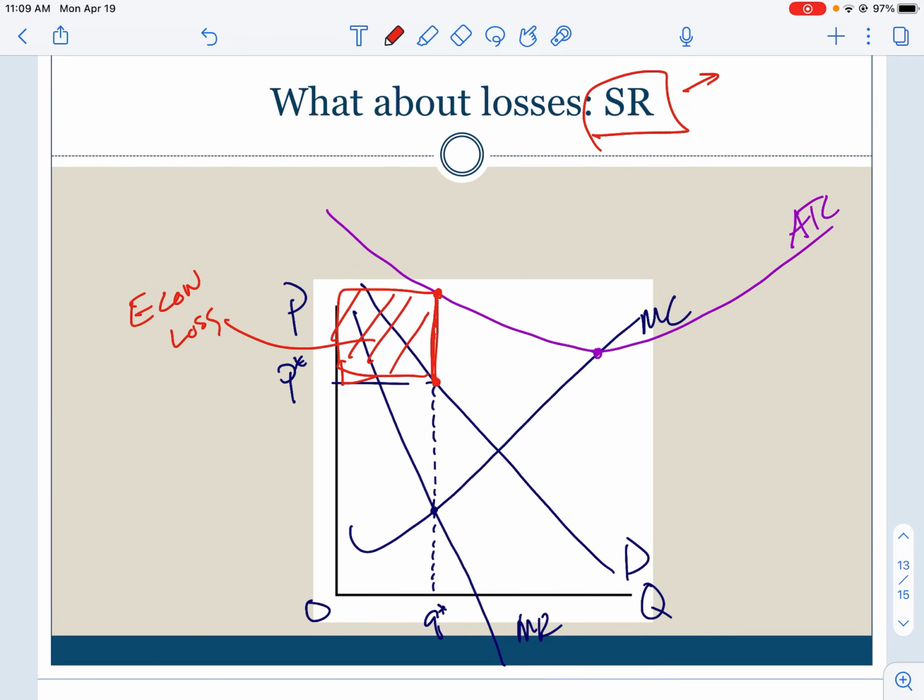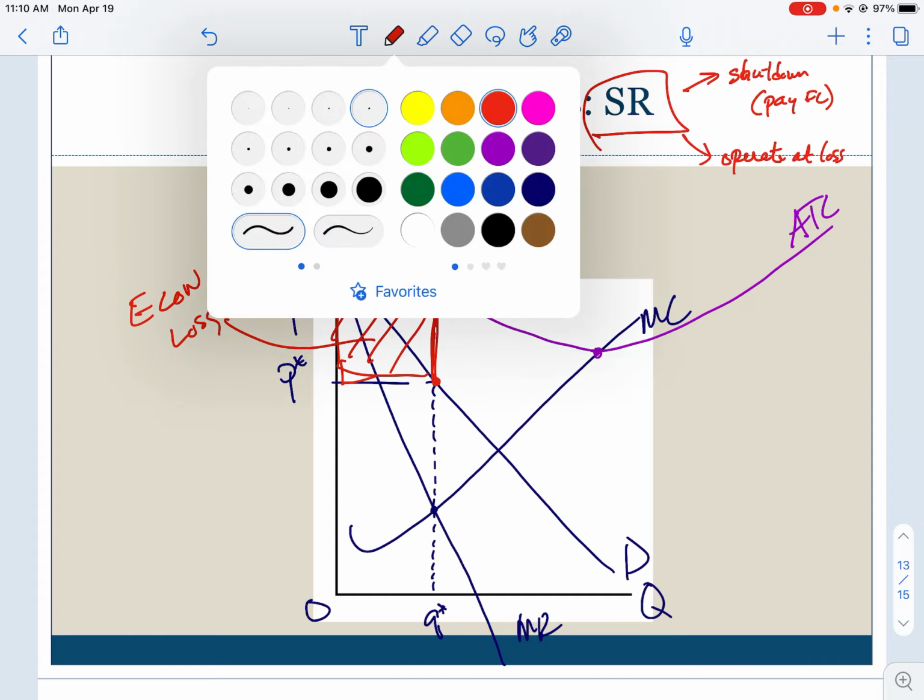So in the short run, what do they do? Well, you remember their options are either to shut down, and that's then pay fixed cost, or operate at a loss, and suffer your operating loss. And so the question really becomes, can you cover your variable costs of production?